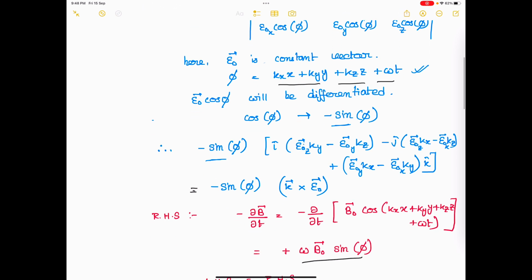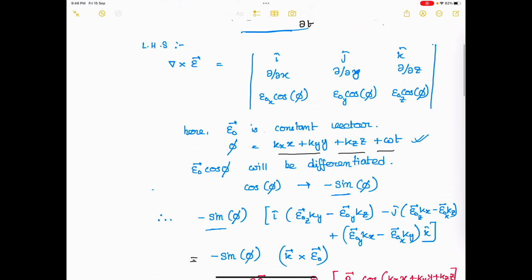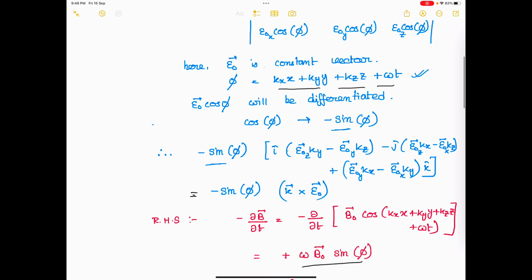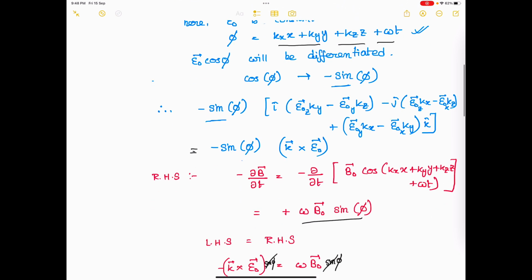What we will find out, if we solve this particular determinant, is i cap (E naught z ky minus E naught y kz) minus j cap (E naught z kx minus E naught x kz) plus (E naught y kx minus E naught x ky) k cap. So this becomes minus sine phi, k cross E naught. This bracketed expression is nothing but k cross E naught. So you can solve it, k cross E naught, and see that these are the same.